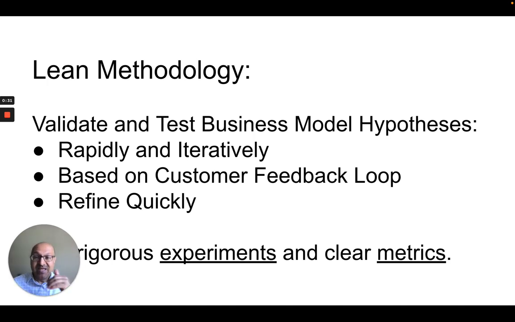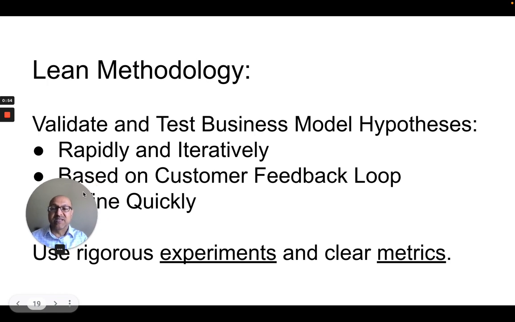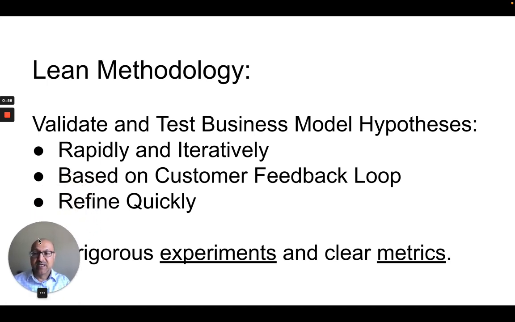So we need to validate them so that our thinking is actually validated by the people that matter the most: the customers and stakeholders, maybe vendors, partners, etc. We do this rapidly and iteratively. We do this based on feedback loops, and we refine quickly. The process of doing this is through rigorous experiments and clear metrics. So we will go into some of those details now.